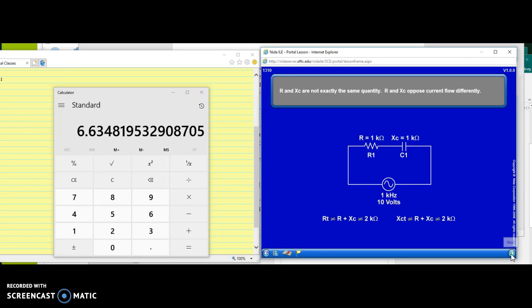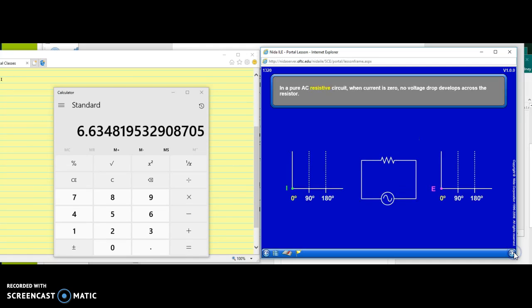So let's take a look. And they're not exactly the same quantity. R and X of C oppose current flow differently. So just like we had in RL circuits, we have an effect with this capacitor in here that changes the way current flows with this RC right here. And they're talking about pure resistive circuits here.